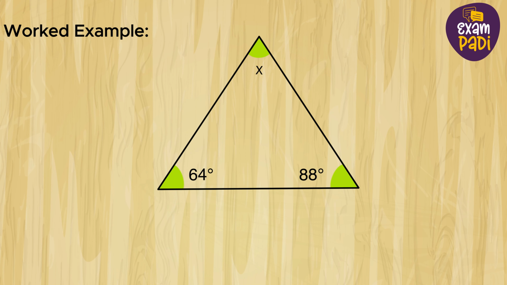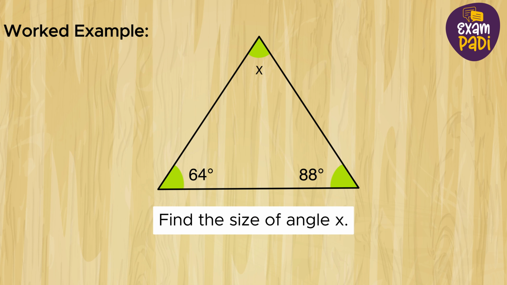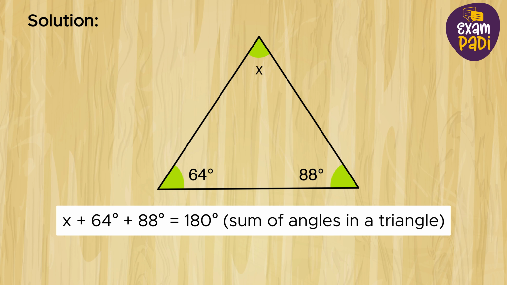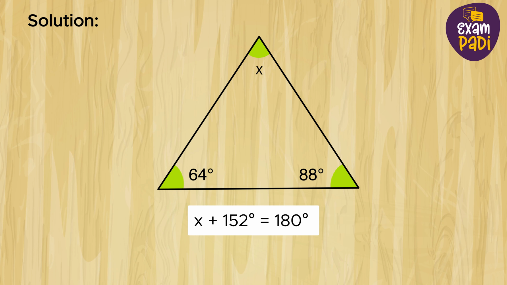Let's take an example to find out. Find the size of angle X in this triangle. Solution: X plus 64 degrees plus 88 degrees equals 180 degrees. That is, sum of angles in a triangle. Adding 64 degrees plus 88 degrees, that gives X plus 152 degrees equals 180 degrees. Collecting like terms, we have X equals 180 degrees minus 152 degrees. And our answer is X equals 28 degrees.